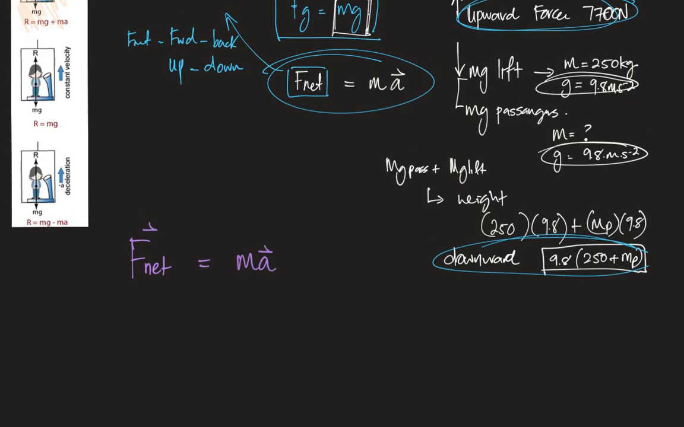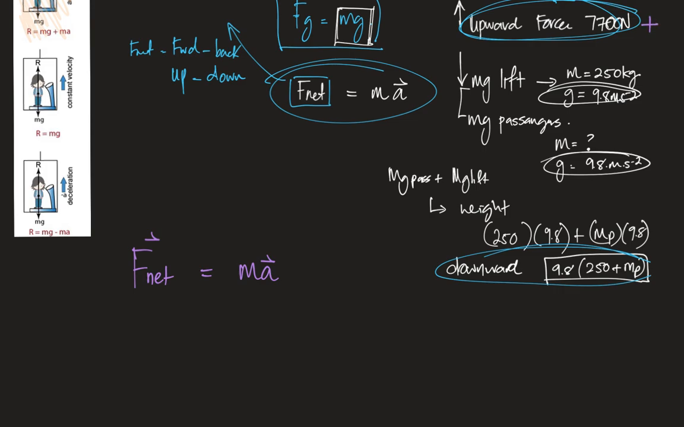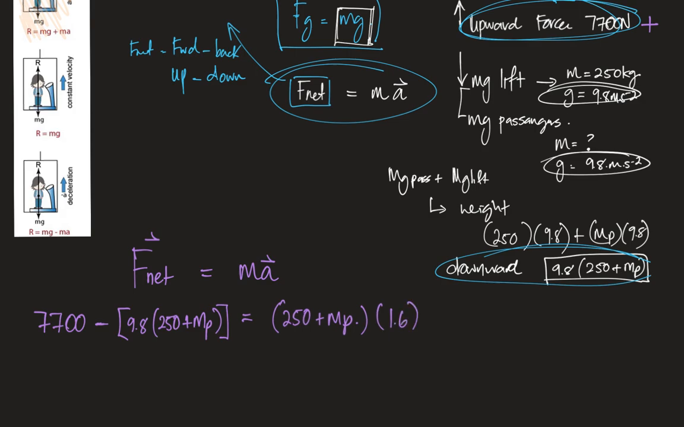My F net, my upward force, which I'm considering as positive, is 7,700 minus 9.8 times 250 plus mass of my passengers, which is equal to my mass, which is going to still be 250 plus mass of my passengers, times my acceleration of this whole thing, which was 1.6. So let's sort all of that information out.